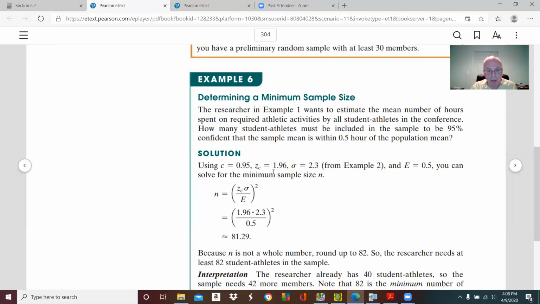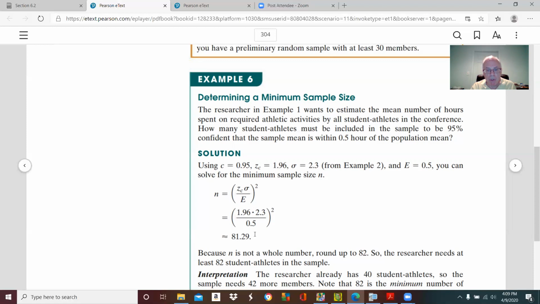For Z critical value, you replace that with 1.96. For sigma, you replace that with 2.3. And for E, you replace that with 0.5. So you find that ratio and then square it, you get 81.29. Now, this is the number of student athletes.